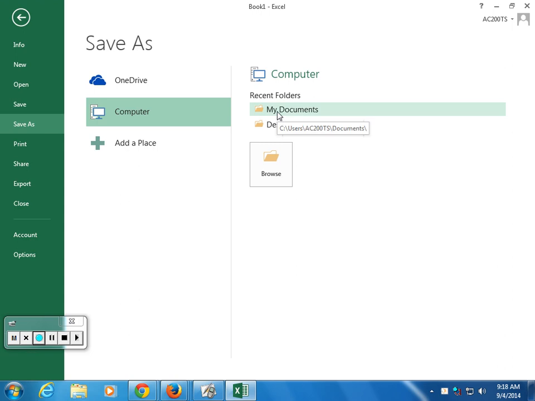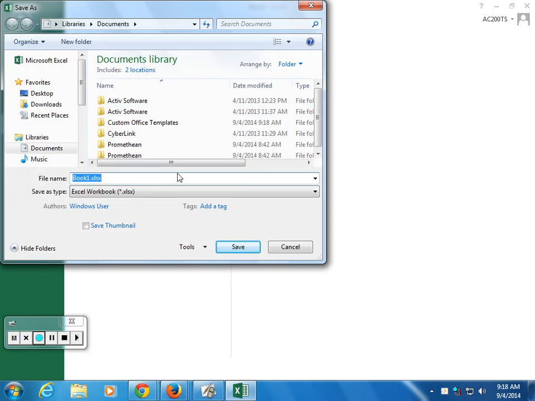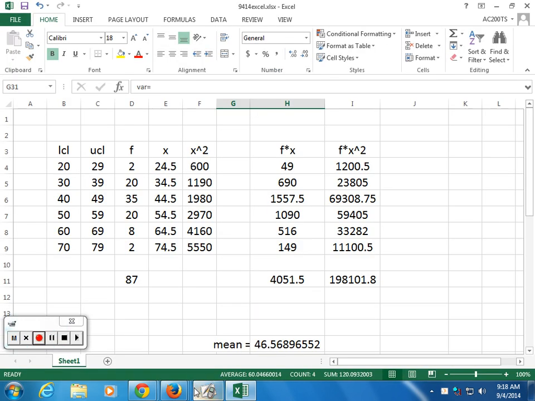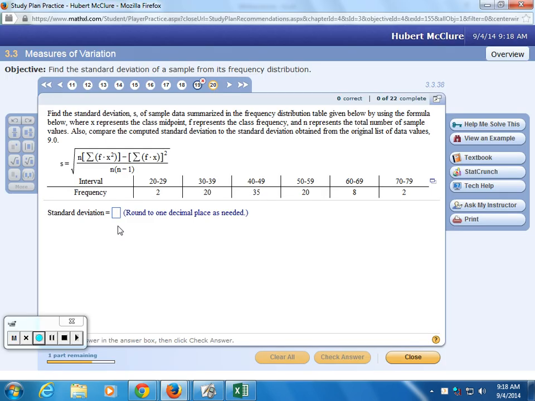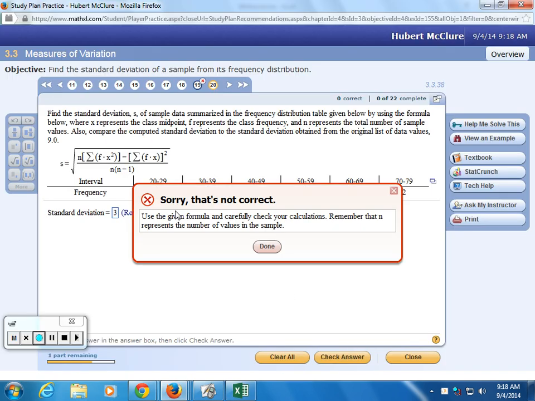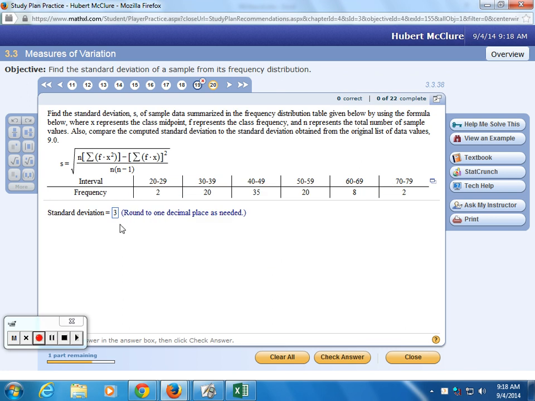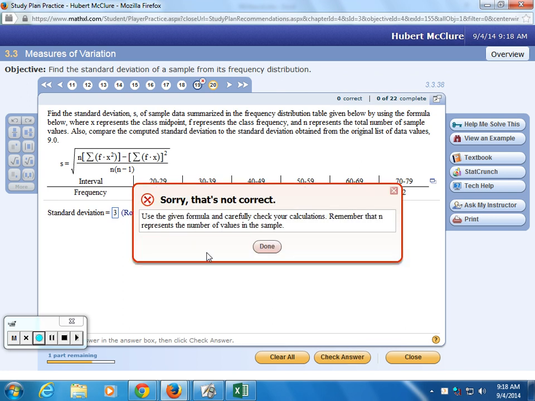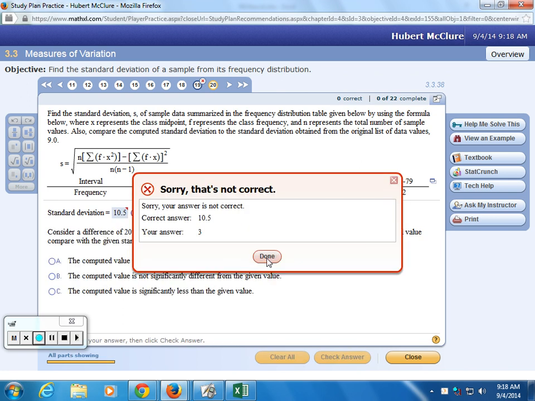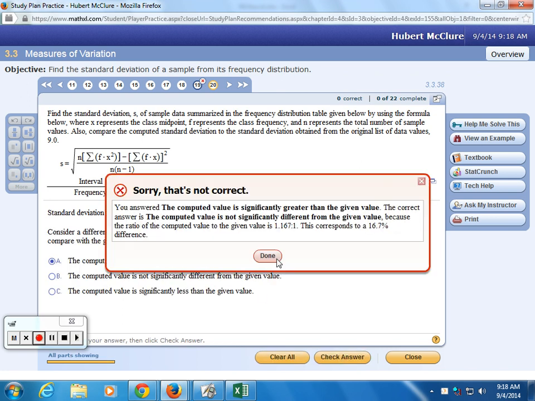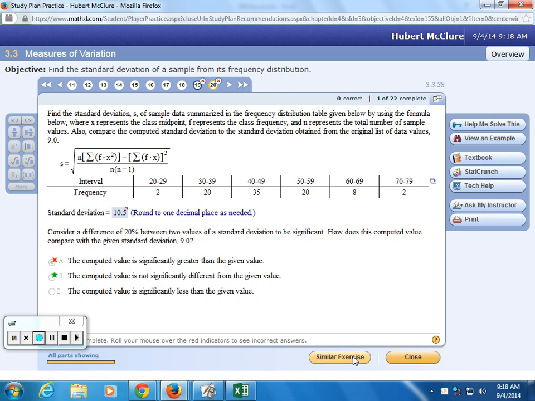All right, now, a lot of you are saying, well, then why don't you just do it on the calculator, okay? All right, hold on just a second. What's today? Okay, I'm going to go back to the problem, and I'm going to type in 3, 3, and 3, and I don't care. Similar exercise.